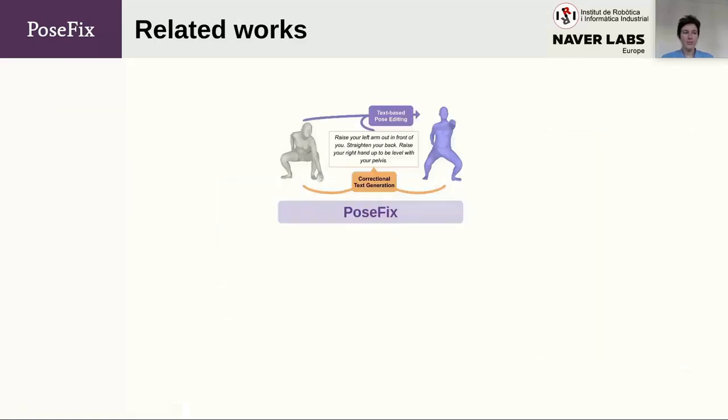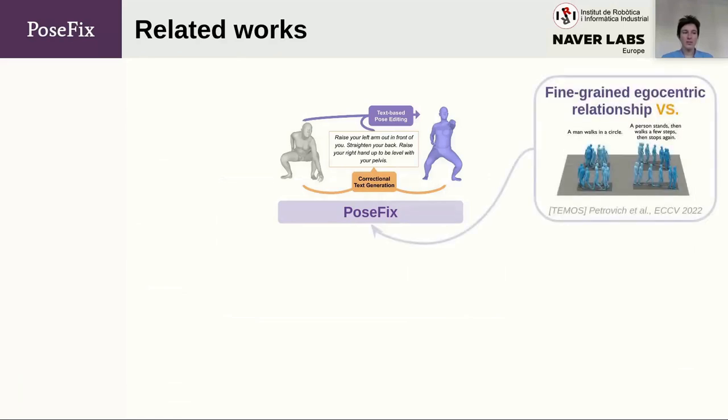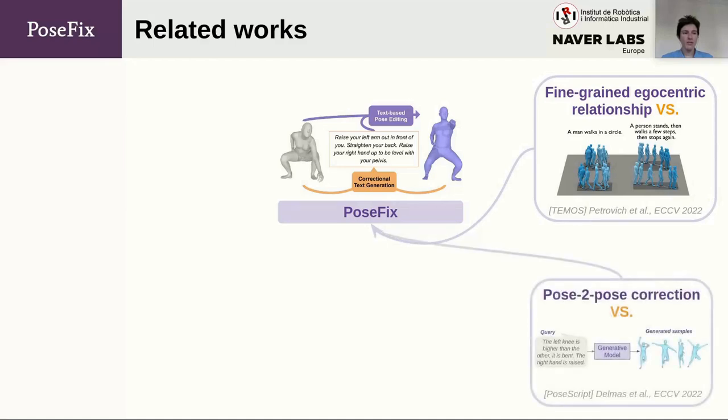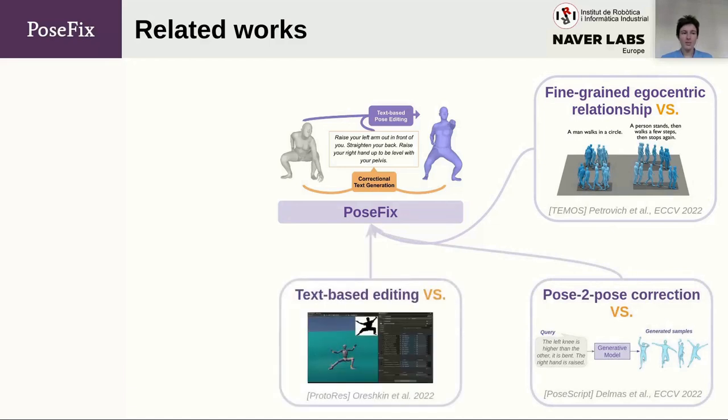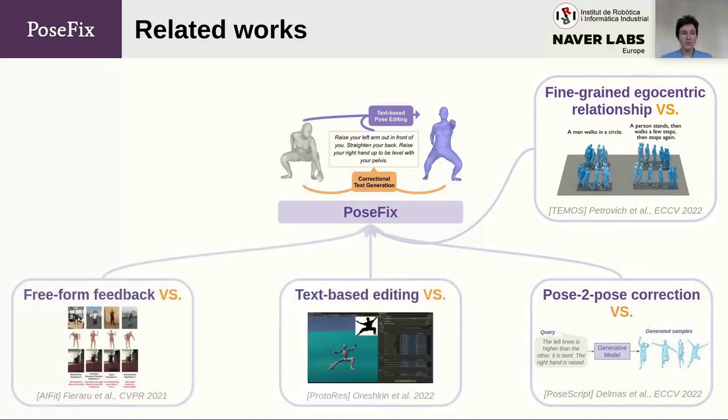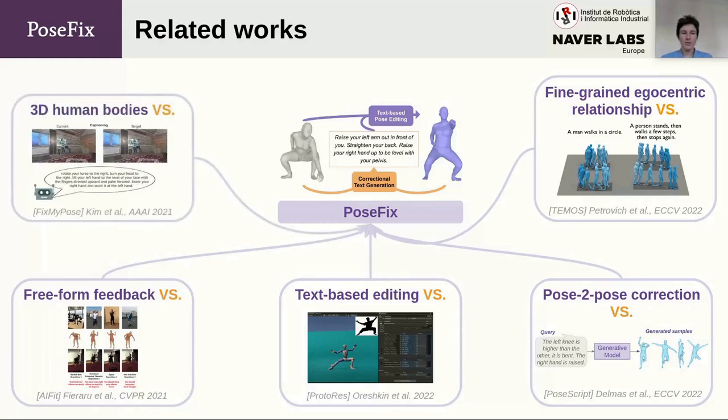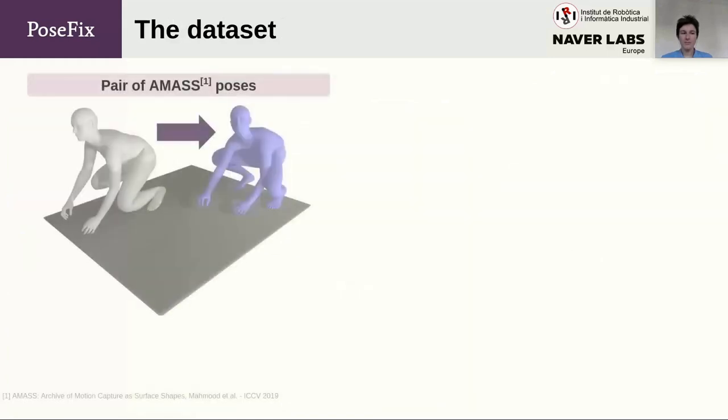Although there is a number of related works, PoseFix is new in its kind. It studies fine-grained egocentric semantics instead of global semantics we find for motions. It does not focus on one pose but two, studying the relationship. It uses text for control. It generates feedback in natural language without resorting to predefined sentences, and it applies on 3D body poses instead of 2D images. Let's now describe the PoseFix dataset.